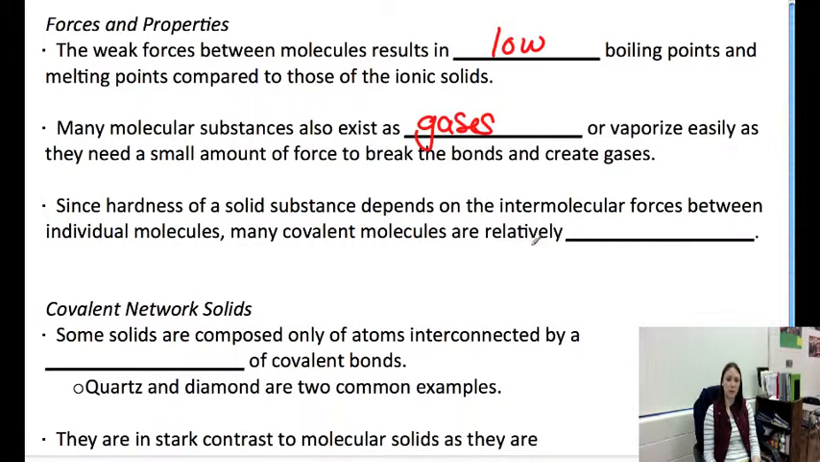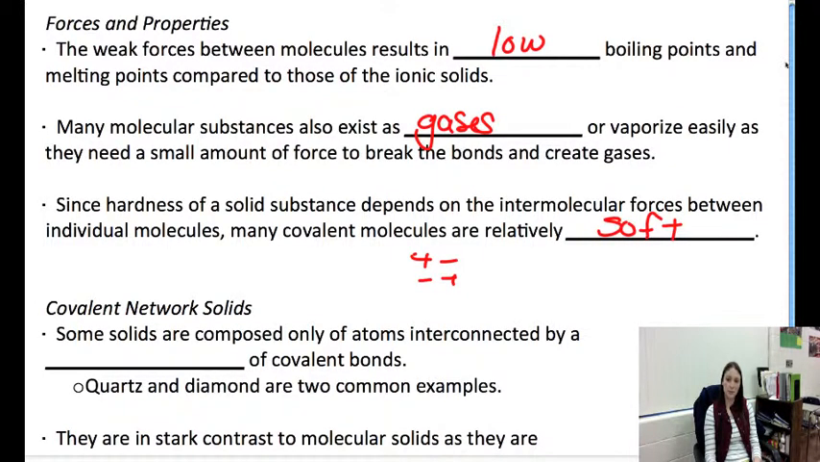Since the hardness of a solid substance depends on the intermolecular force between individual molecules, many covalent molecules are relatively soft. They're not as brittle as an ionic bond because they don't have a set positive, negative, negative, positive kind of crystal lattice. They are just attracted to one another in kind of amorphous shapes, meaning like blobs.